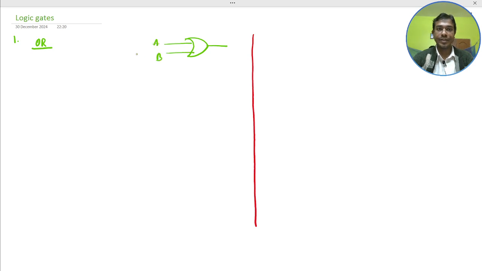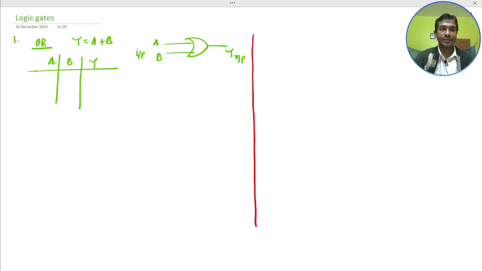This is A, B, input and output Y, OP, and the truth table here, the inputs A, B, and the output Y, that the operation Y equal to A plus B, that is 0 0, 0 1, 1 0, 1 1. So the output would become 0 1 1 1. So this is OR.